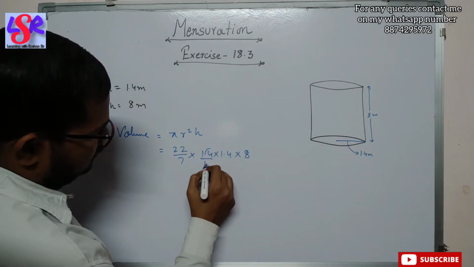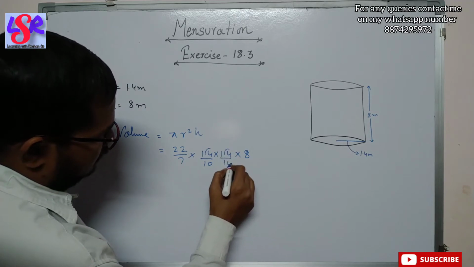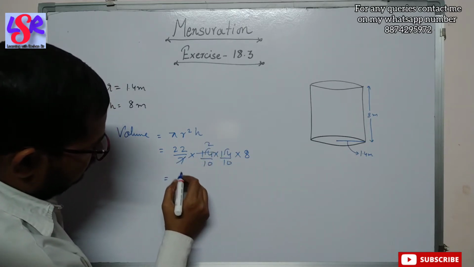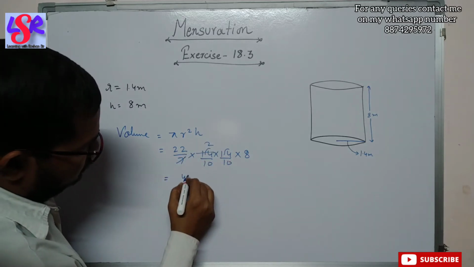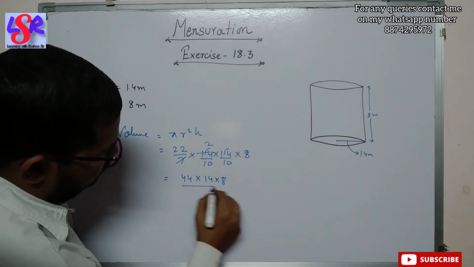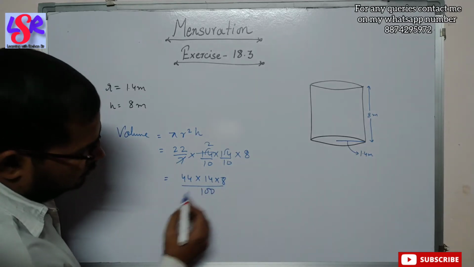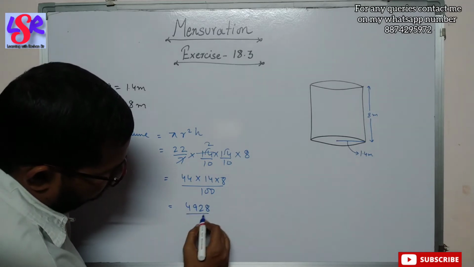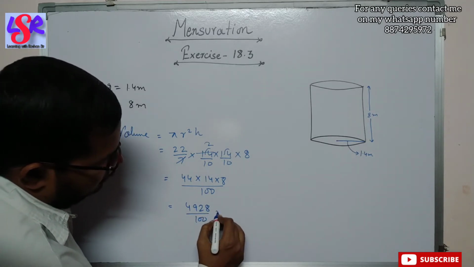We can remove the decimal to get 10 over here. Then 7 2 times, and this is giving us 22 into 2, that is 44 into 14 into 8 upon 100. And the product of all of these is equal to 4928 upon 100 meter cube.